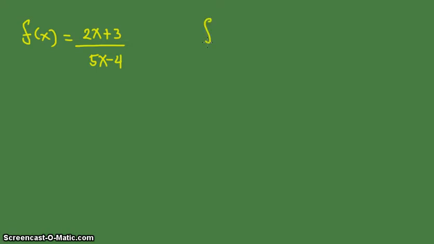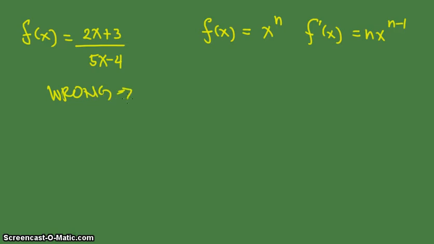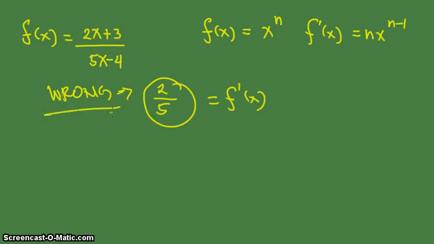So again, the basic rule on differentiation, say x to the n, the derivative is n x to the n minus 1. So this will not apply directly to a quotient of two expressions. So this is wrong. Do not say that the derivative of 2x plus 3 is 2, and the derivative of 5x minus 4 is 5, and then say the derivative of the given function is 2 over 5. This is completely wrong.